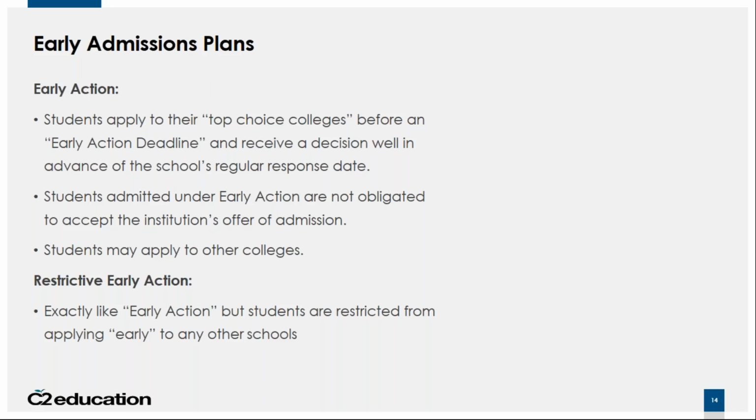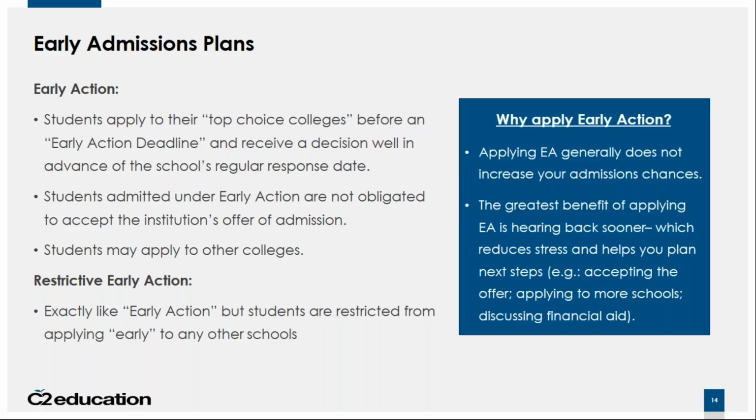Restrictive early action, however it's called, is exactly like early action, but you cannot apply early to any other schools. You are only allowed to apply early, be it early action or early decision, to that one school. So again, make sure you look at the college's website to find out what it is they're calling it, what it is. Now, applying early action does not increase your admittance chance unless it's the restrictive one.